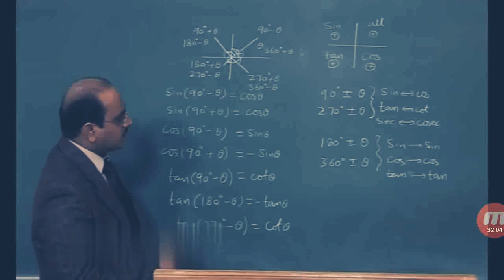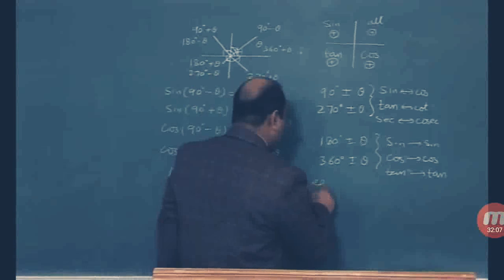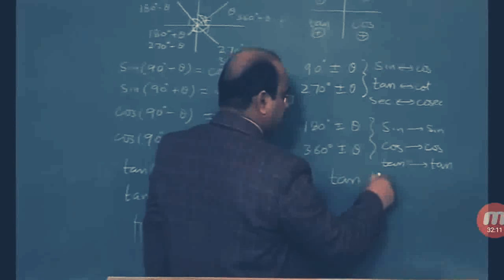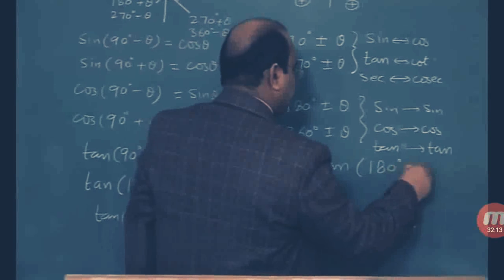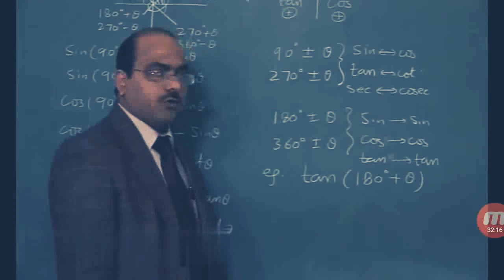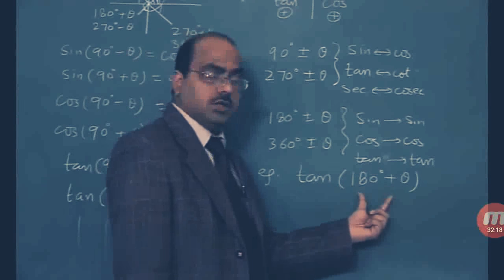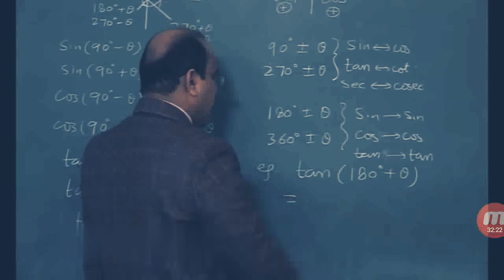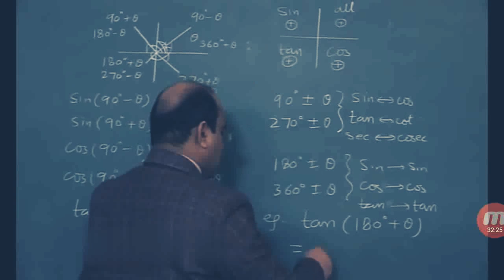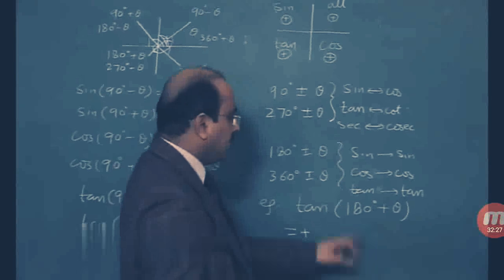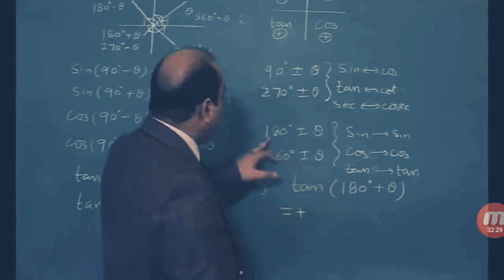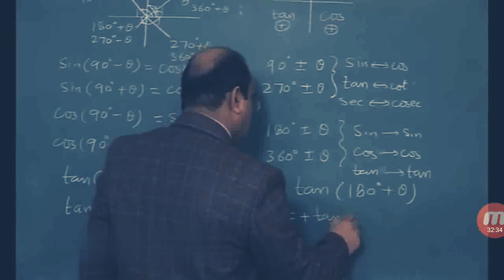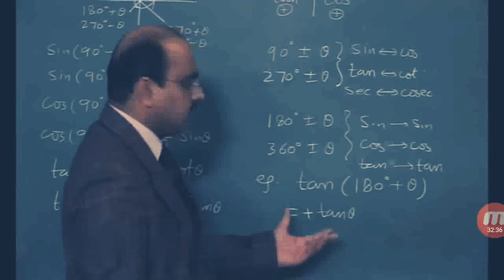I'll take some more examples for clarity. For example, if we want to write tan 180 plus theta, first of all identify the quadrant. 180 plus, it will be the third quadrant, and in the third quadrant tan is positive, so it will be positive. And since it is 180, with 180 we do not change, it remains tan theta. So this is the answer, tan theta.